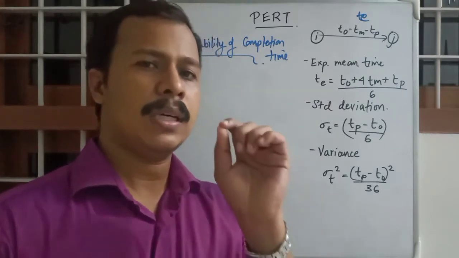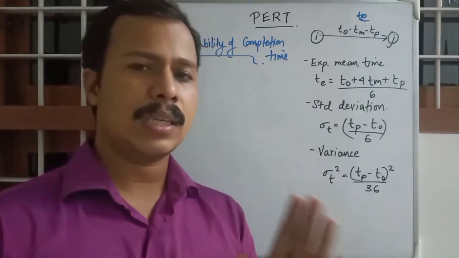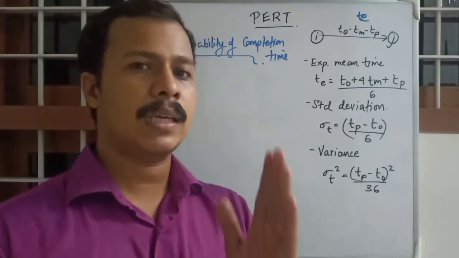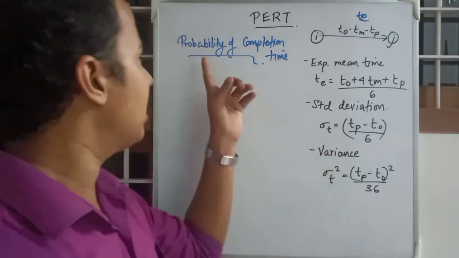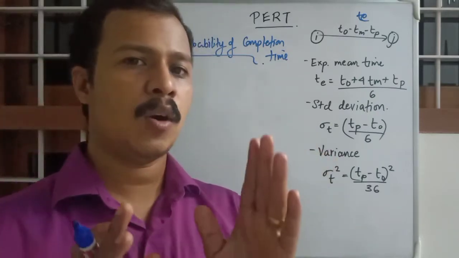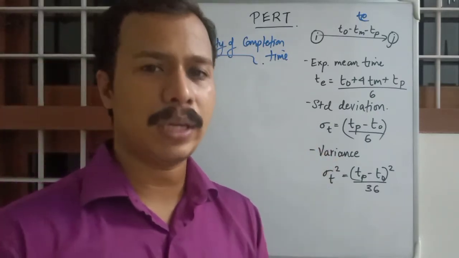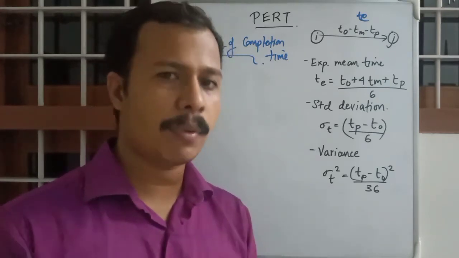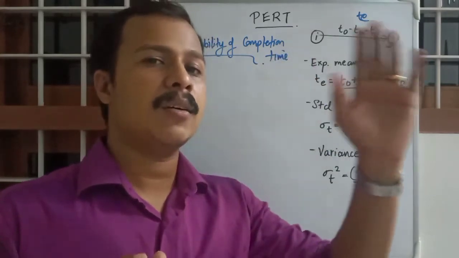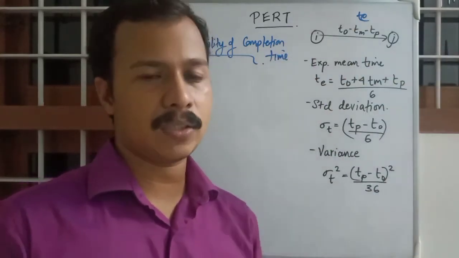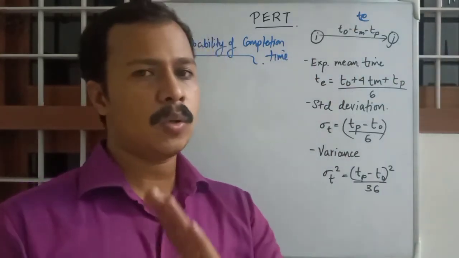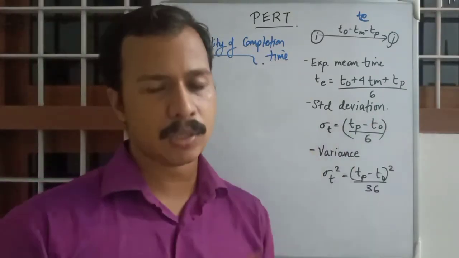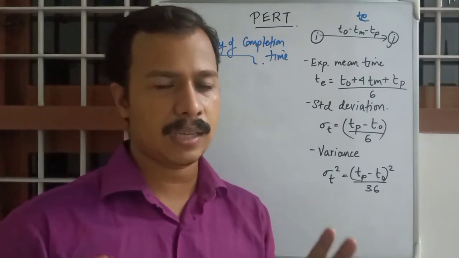So 15 weeks is the critical path duration, and we want to know how much is the probability, the chances, of completing it within 14 weeks. And we also want to know the probability of completing it within 17 weeks or 16 weeks. So we want to find out the probability of completion time of a project. I think it's clear right now.